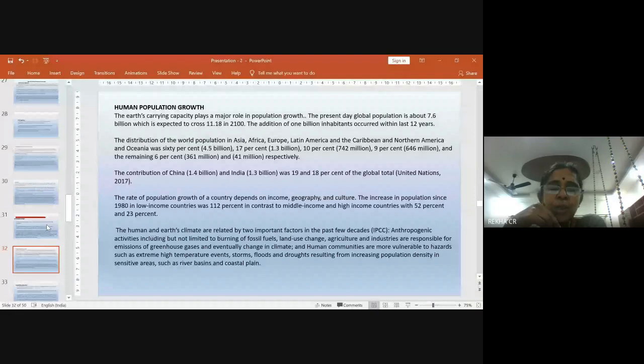So humans and the Earth's climate are related by two important factors in the past few decades. Anthropogenic, or human-induced, activities, including but not limited to burning of fossil fuels, change in the pattern of land use, agriculture, and industries, are responsible for emission of greenhouse gases and eventually change in climate. And human communities are more vulnerable to hazards such as extreme high temperature, storms, floods, and droughts, resulting from increasing population density in sensitive areas such as river basins and coastal plains.